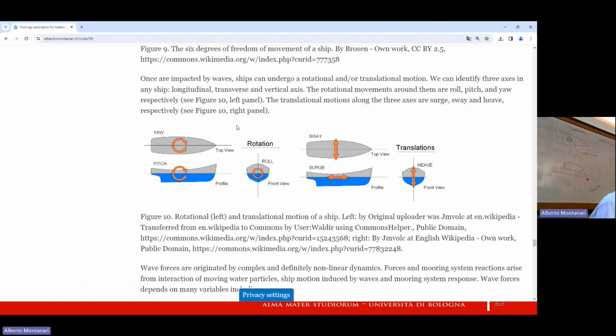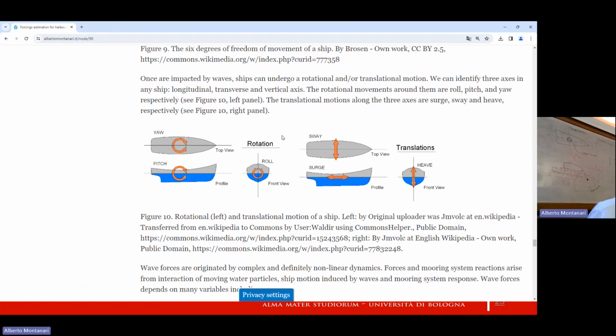Translations. Let's start again from the translation along the longitudinal axis. It's called surge. The translation along the transversal axis is called sway. The translation along the vertical axis is called heave. Okay, so surge, sway, heave. And respectively for rotation, roll, pitch, yaw.